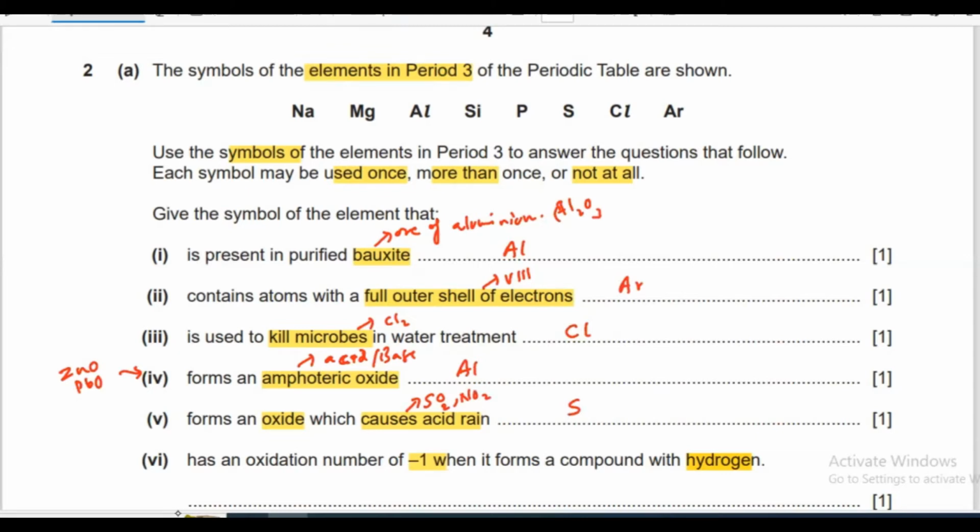Has an oxidation number of -1 when it forms a compound with hydrogen. Generally, the elements in group 1 have +1 oxidation number, then +2, then +3, then +4. Phosphorus and sulfur may have different oxidation numbers. Sometimes they have +3, sometimes +5. Sulfur mostly may have -2 or +4, then +6, different oxidation states. Chlorine has -1 oxidation state, although it may have different oxidation states, but with hydrogen, hydrogen is positive, so chlorine is -1, so chlorine is the answer.